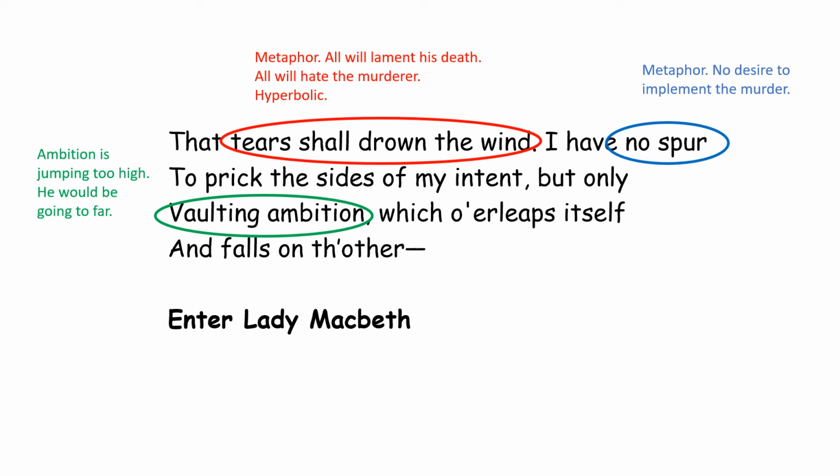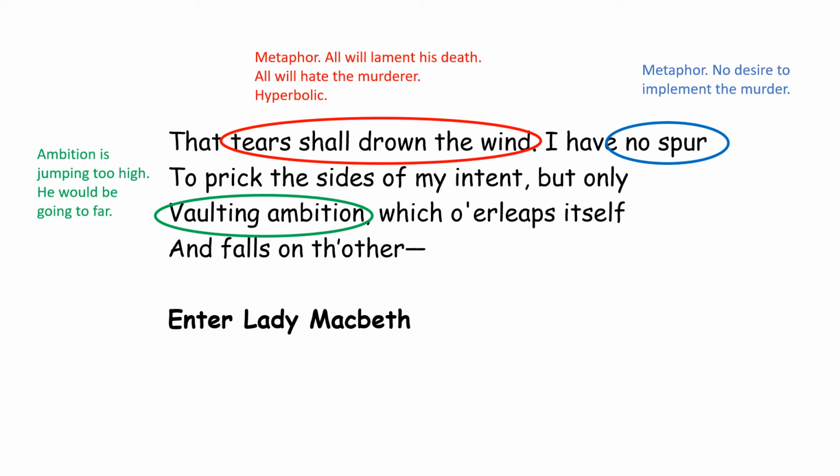It's to get something better. But he's realised that his ambition is jumping too high. He wants to vault. If you vault, you jump over something. He wants to overleap Duncan. He's trying to figure out a way that how he could put himself above Duncan and into the seat of the throne. He realises that this would be going too far.